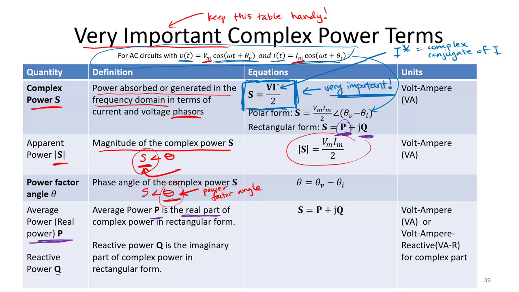The Q term, or reactive power, is the imaginary component of our complex power in rectangular form. So we see that this Q is basically the reactive power, and P is the average power, or the real power. So in a DC circuit, we only see real power P, but in an AC circuit, if we have inductors or capacitors in there, we're also going to get some reactive power Q due to the imaginary components.